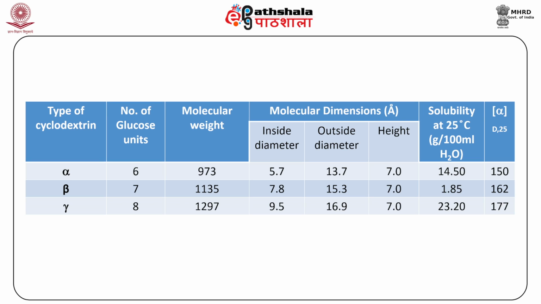Cyclodextrins are largely water soluble except beta cyclodextrin, which shows remarkably low solubility as compared to alpha or gamma cyclodextrins, which is evident from these values. At higher temperatures, the aqueous solubility of all cyclodextrins increases. You know that on increasing the temperature, solubility definitely increases. So this is true for cyclodextrins as well.